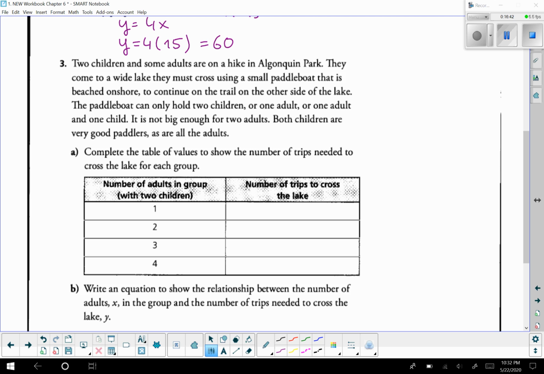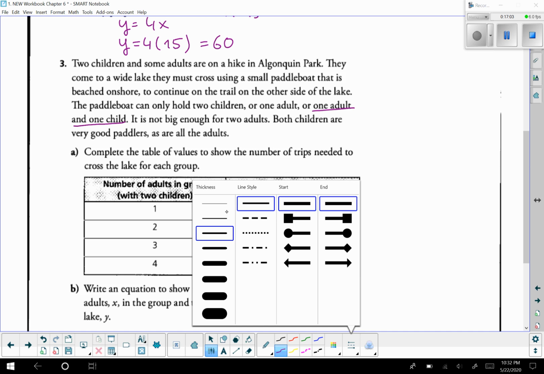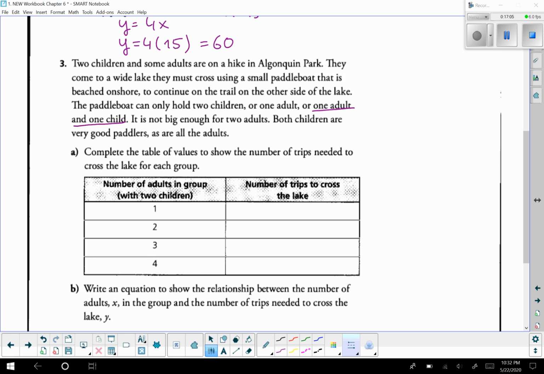So if I have one adult, how many trips am I going to take? Well, it's going to be one trip because I can take an adult with two children. That's the option. Where is it? Oh no, it's not. It's one adult and one child. So I changed that. Let me just erase it. There we go. So it's not going to be one trip. It's going to be two trips because I have to go one child, come back, and then second child. All right. So number of adults, 2.